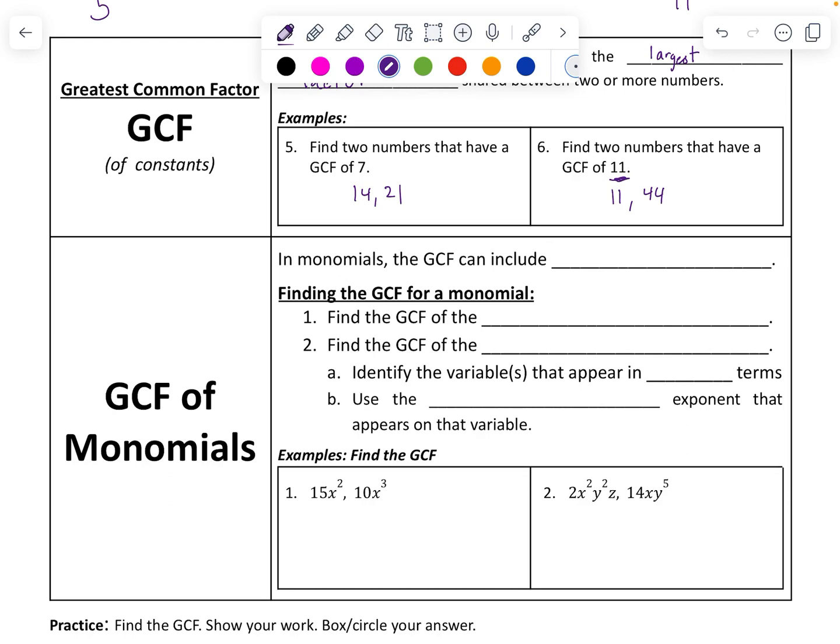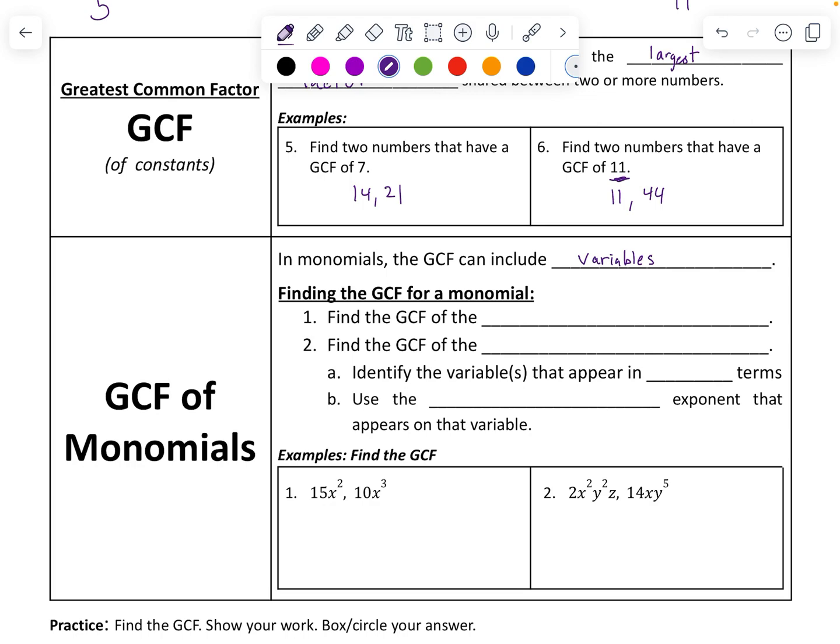The new part today is getting into greatest common factor of monomials. Monomials, again, is just a fancy way of saying a term. You can see examples in the example there. 15x squared is a monomial. And the main idea here is that our greatest common factor is not just going to be a number, but it's also going to include variables. So in monomials, a greatest common factor can include variables. And it's a simple process.